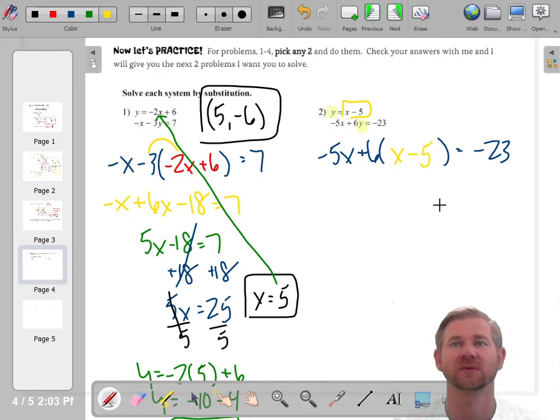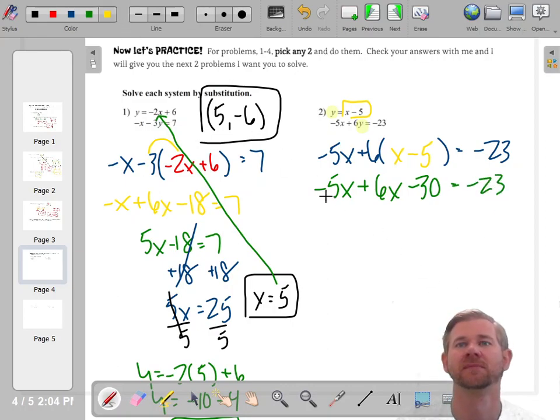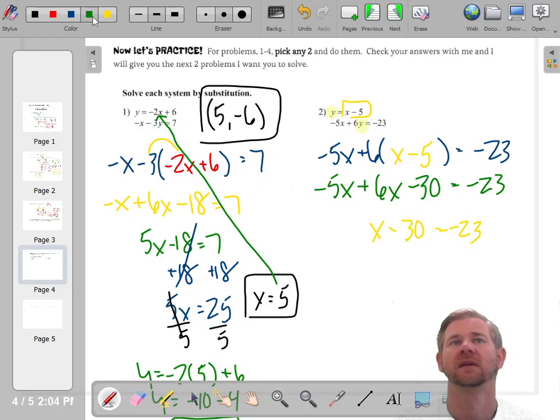Now I have to distribute in this one as well. So let's go. -5x doesn't change. 6 times x is 6x. 6 times -5 is -30. Combine like terms. 6 minus 5 is 1x. To get x by itself, I'm going to add 30.